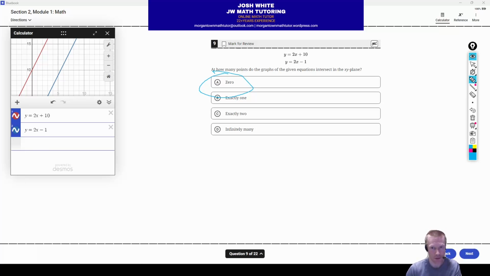Notice they have the same slope but different intercepts. So if you tried to solve this out instead of graphing it, notice you end up with 0x, but sorry, 10 equals negative 1, because the two x's would cancel out on both sides. This is never true. There's no value of x which makes this true. Therefore, this is no solution. So at how many points do they intersect? None, or 0.